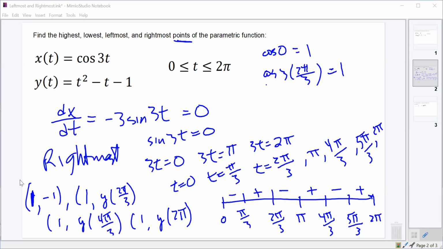All right, what about our leftmost points? Leftmost is when it's finished moving to the left, when the dx dt is done being negative, so that'd be at pi over 3 and at pi and at 5 pi over 3.